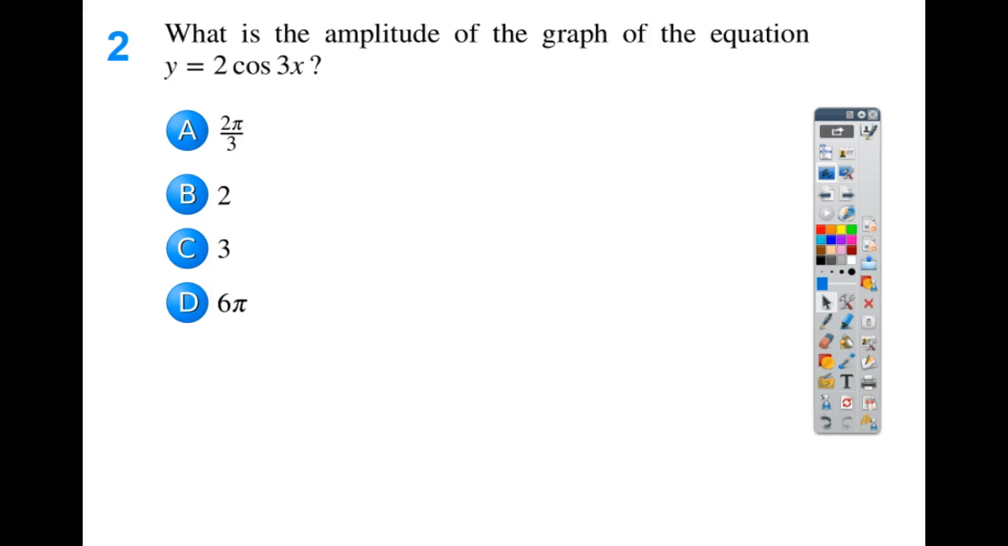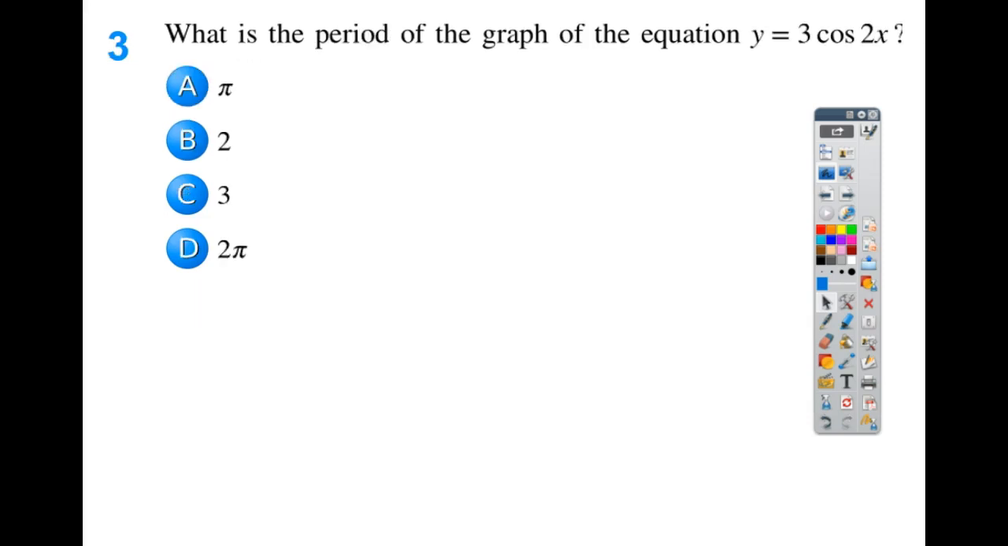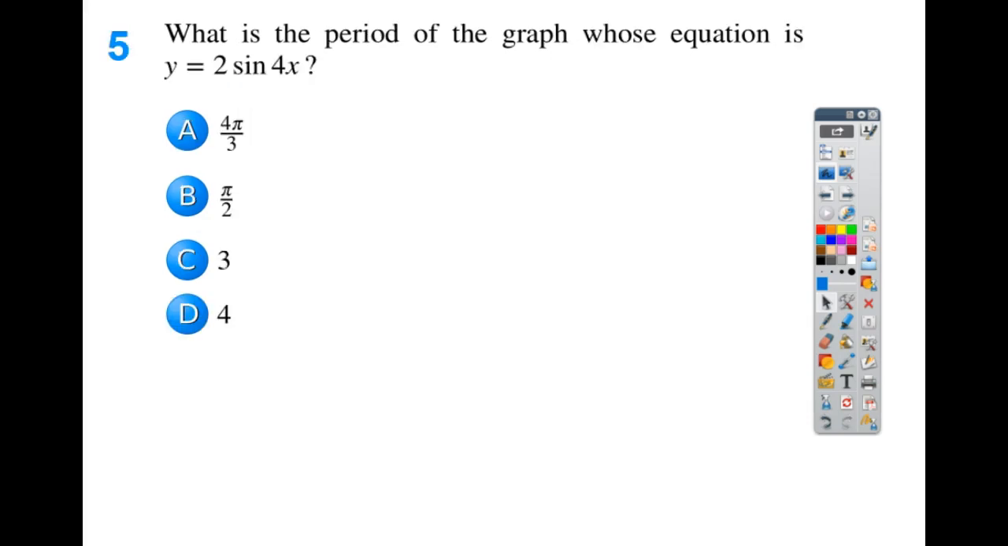What is the amplitude? 2. So it's B. What is the period? Pi. It's 2 pi divided by 2, which is pi, and it's A. 4 is 2 pi divided by 2. Again, it's A. Okay, what is the period of the graph? Because it's 2 pi divided by 4, so it's pi over 2, so it's B.